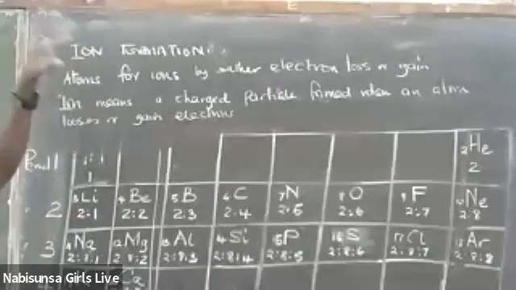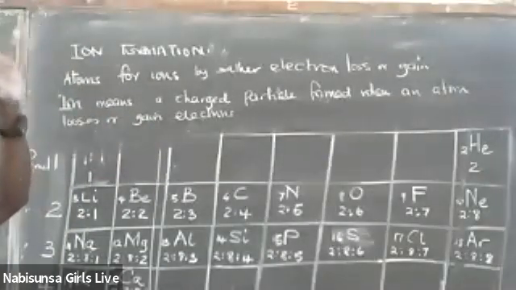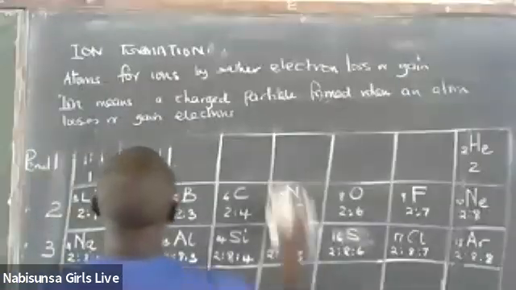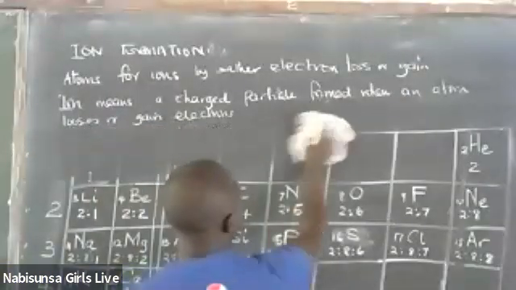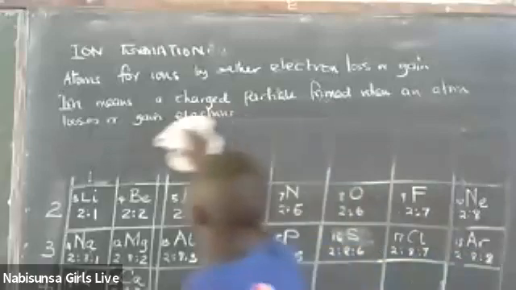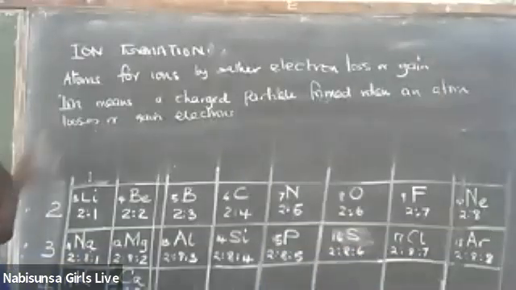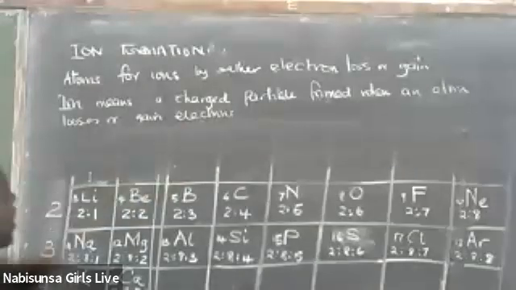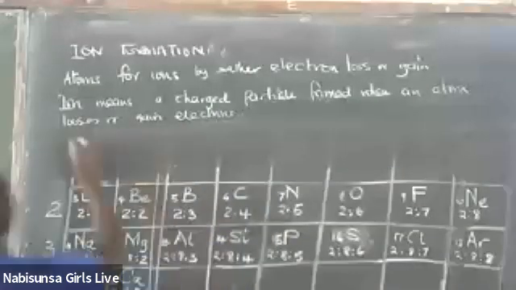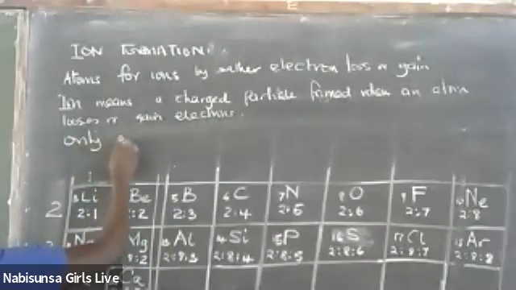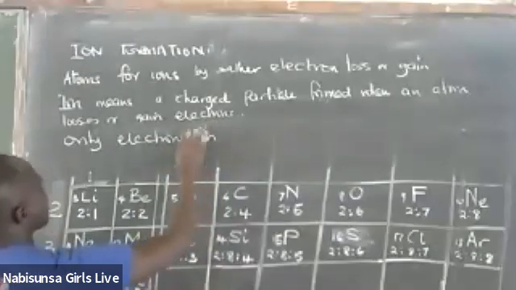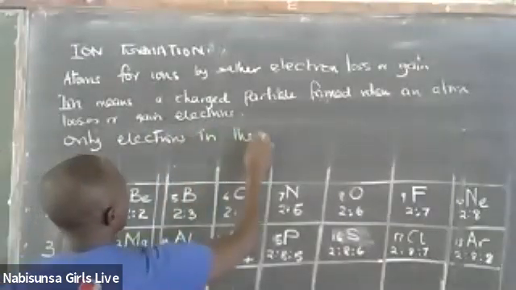So what do we note here? That the electrons involved are the electrons in the outermost energy level. This one only involves the outermost. I want to remove this part of the periodic table. So ions means charged particles formed when an atom loses or gains electrons. So we are noting that only electrons in the outermost energy level are involved.